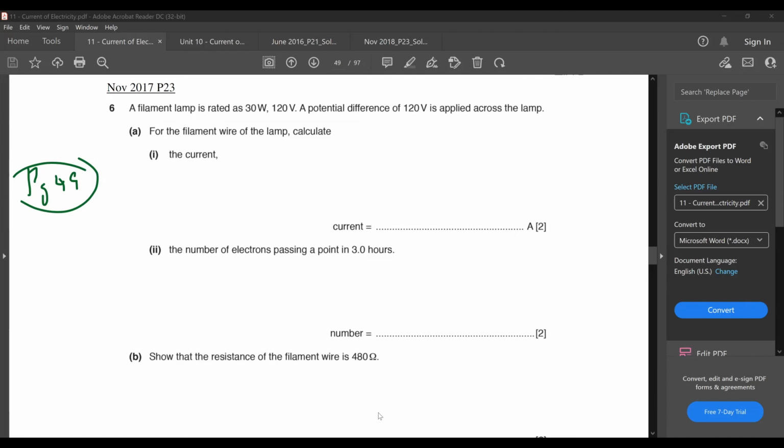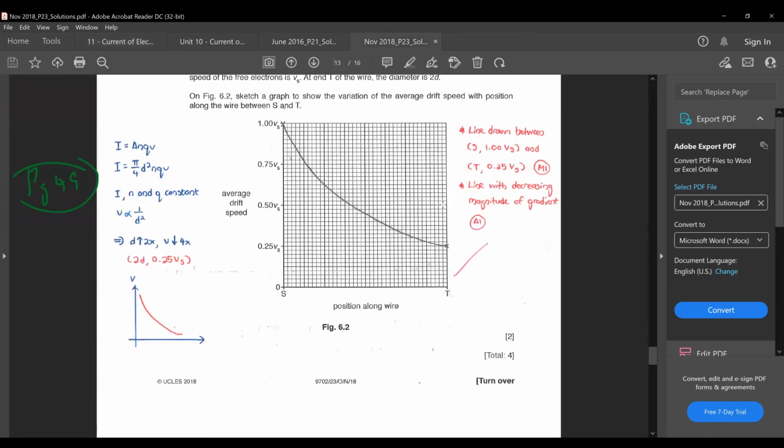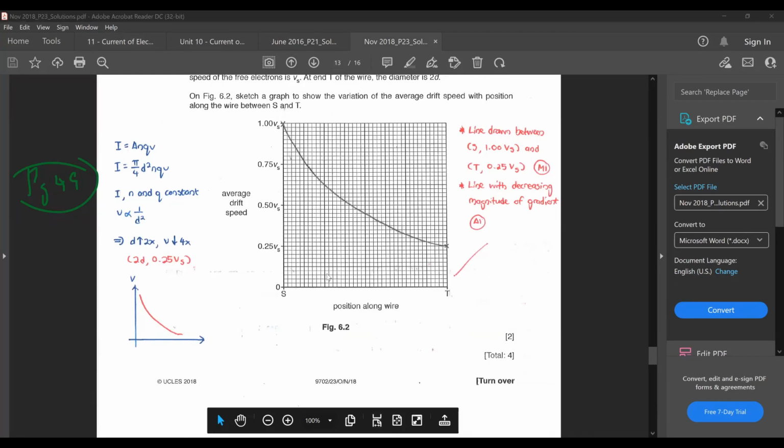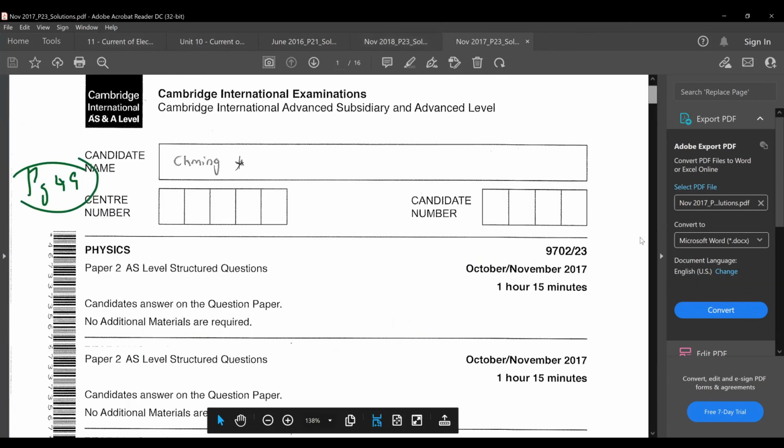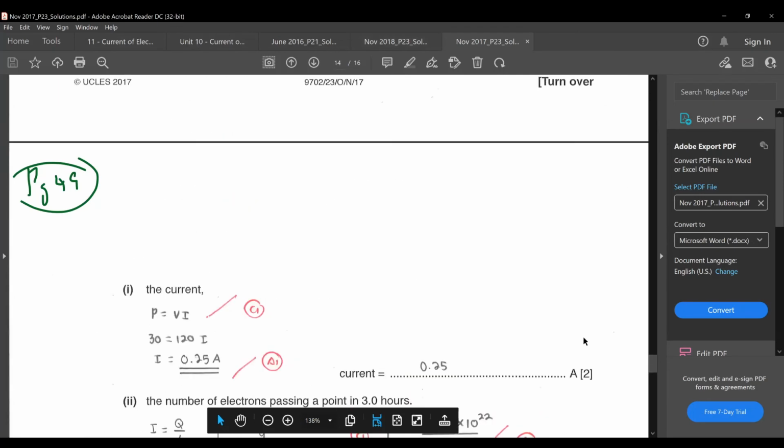November 2017 P23. Is the last question.